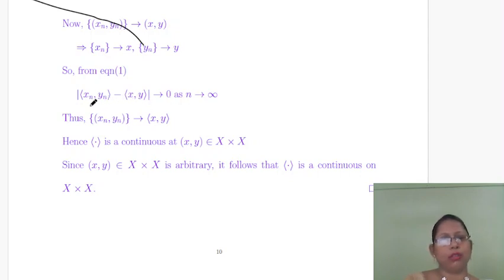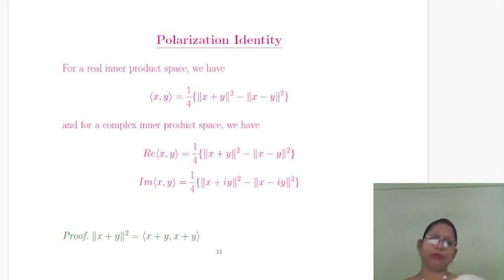Okay, so that means the inner product of xn, yn converges to the inner product of x, y. Therefore the inner product is a continuous function at x comma y. As the ordered pair x comma y is arbitrary, it follows that it is continuous everywhere in X cross X. Next is the polarization identity.